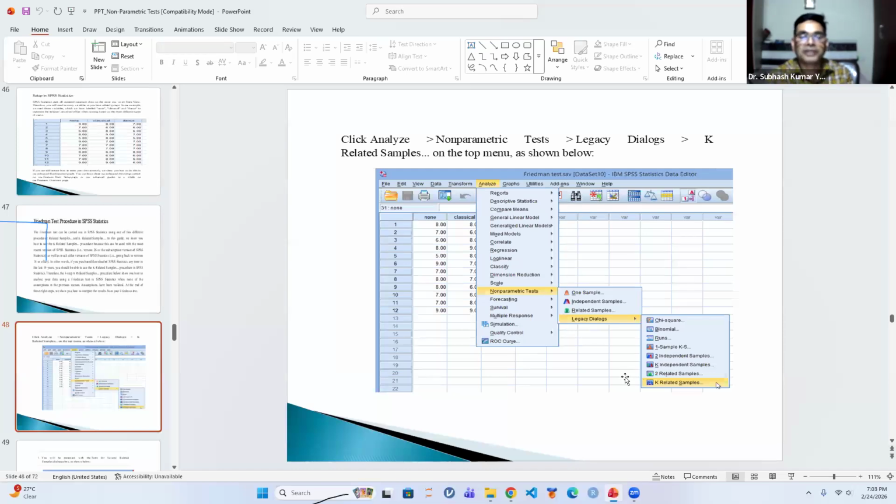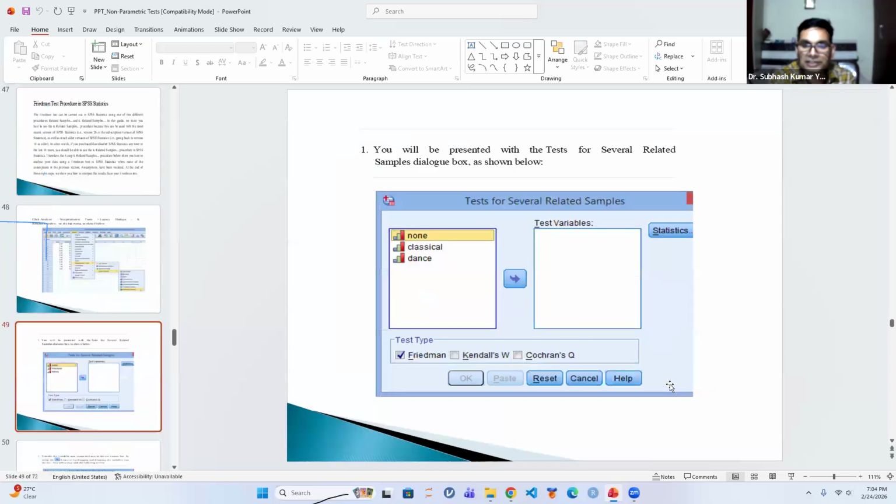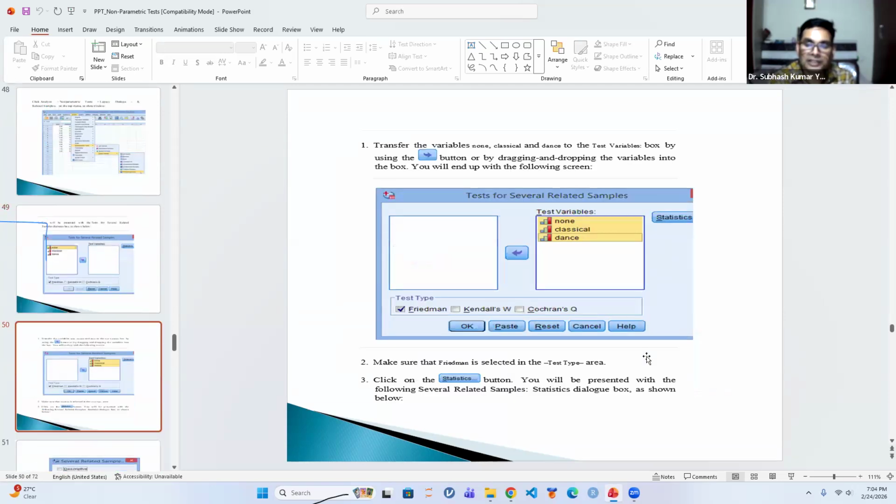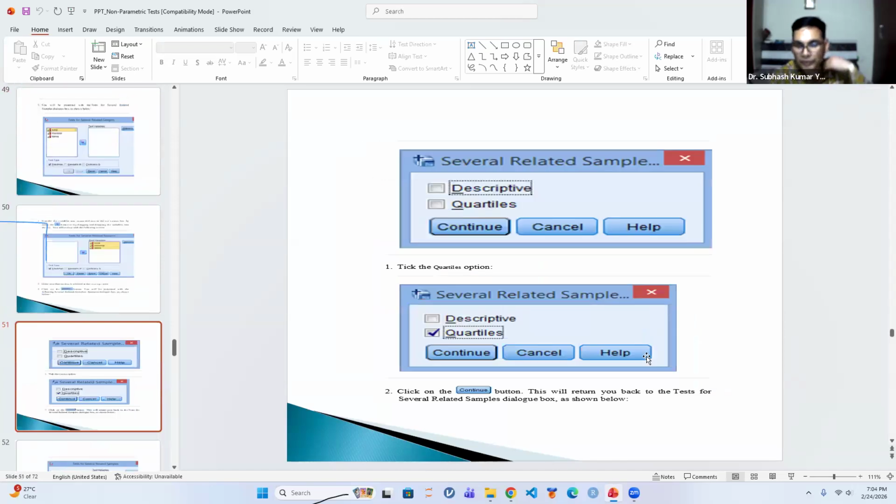To perform this test, you just click on Analyze, go to Nonparametric Tests, then go to Legacy Dialogs, and click on K Related Samples. This type of dialog box will be opened. You have to put all the variables here, and go to Statistics. You can have descriptive statistics and other things, and Friedman is already ticked here by default. We have put all the variables here, and then go to Options.